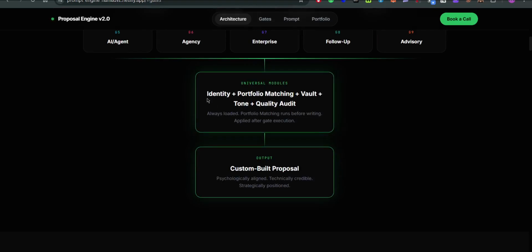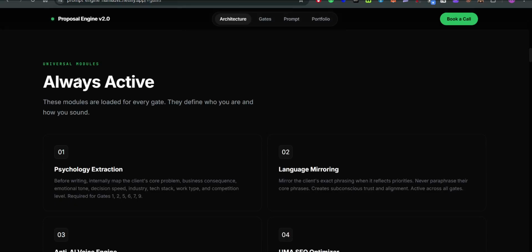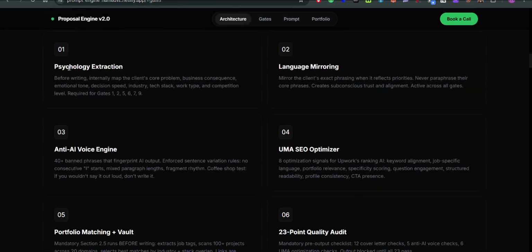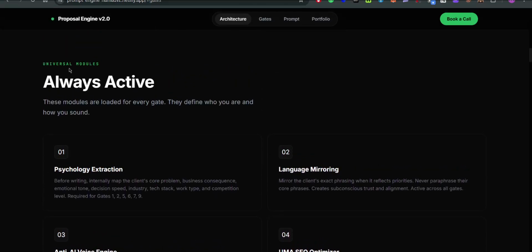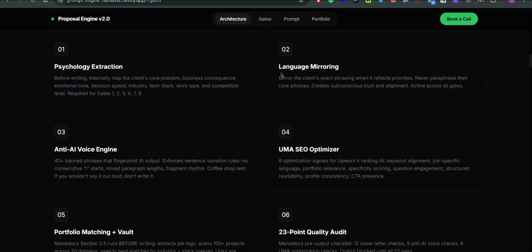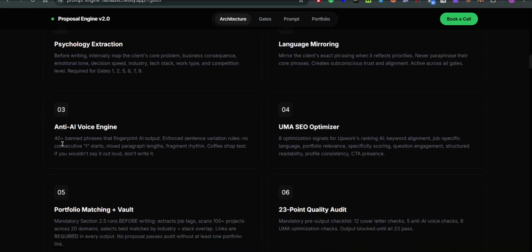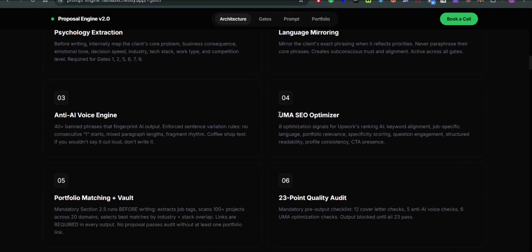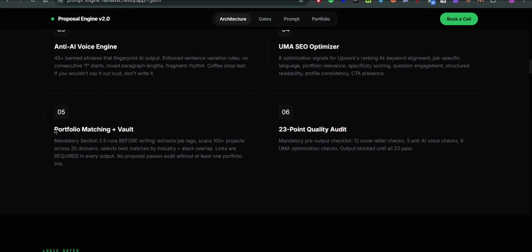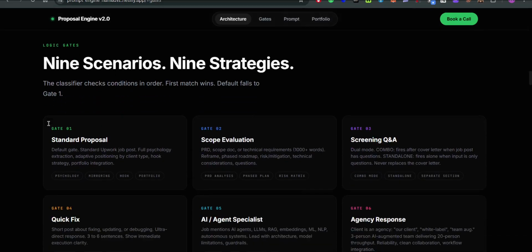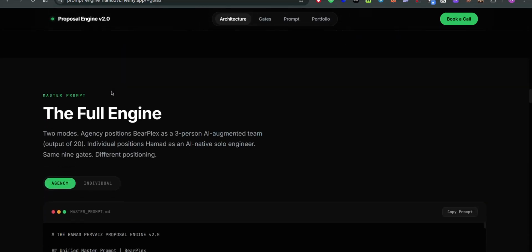Then it goes to the universal modules, where identity meets with portfolio matching with the vault, then the tone and the quality audit and the custom build over here. So it goes through different sorts of modules. One is psychological extraction, language mirroring, anti-AI voicing agent, SEO optimizer, portfolio matching plus vault, 23-point quality audit, and then the 9 scenarios that I've already discussed.